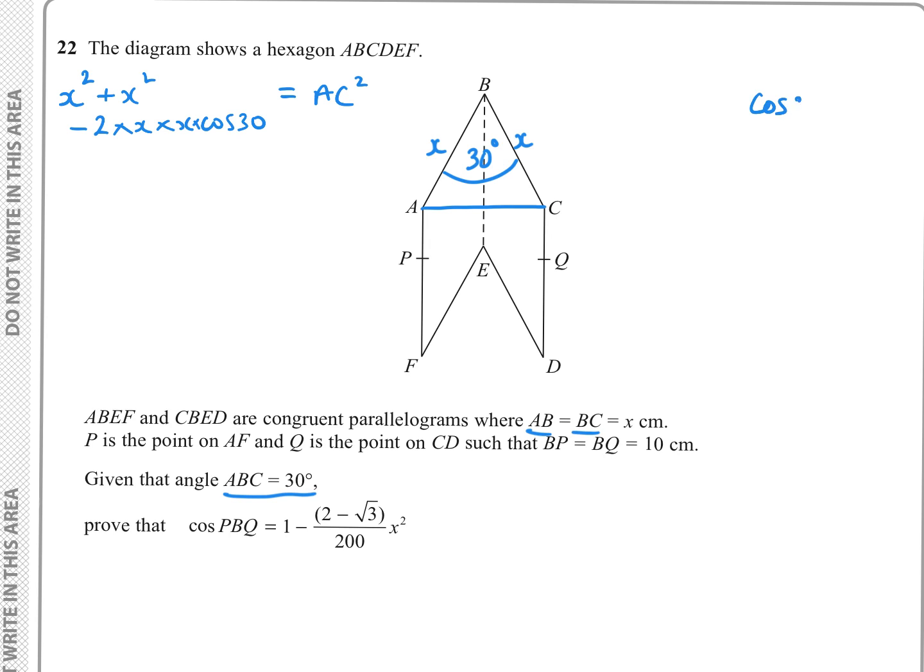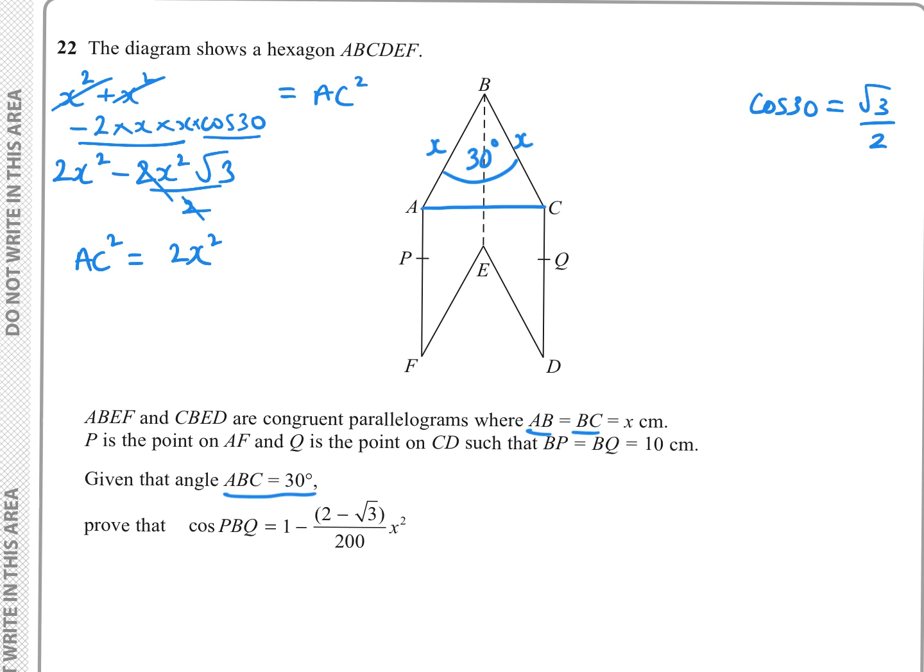Also, new in the GCSE, you have to know cos 30 is root 3 over 2. So cos 30 is the same as sine 60, which is root 3 over 2. So I can simplify this a little bit. I've got 2x squared minus 2x squared cos 30, root 3 over 2. These cancel here, and that leaves me AC squared is 2x squared minus x squared root 3. So I'm definitely going to underline that, and I shall come back to that.